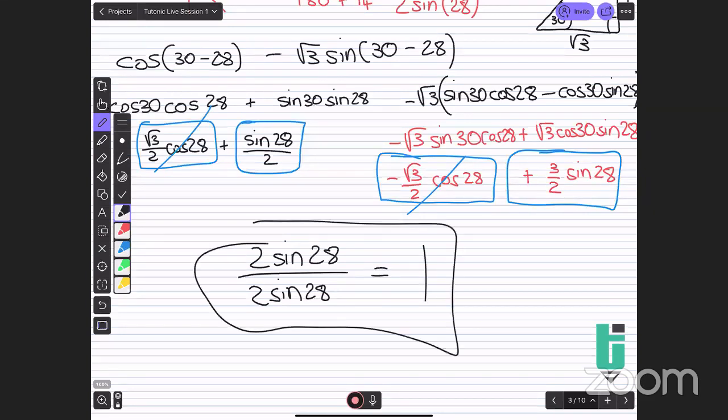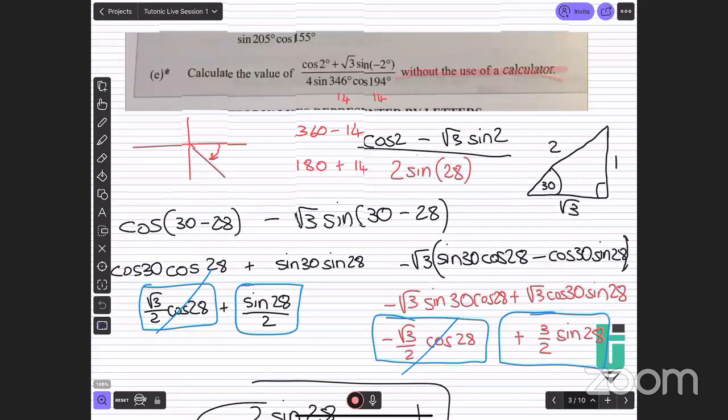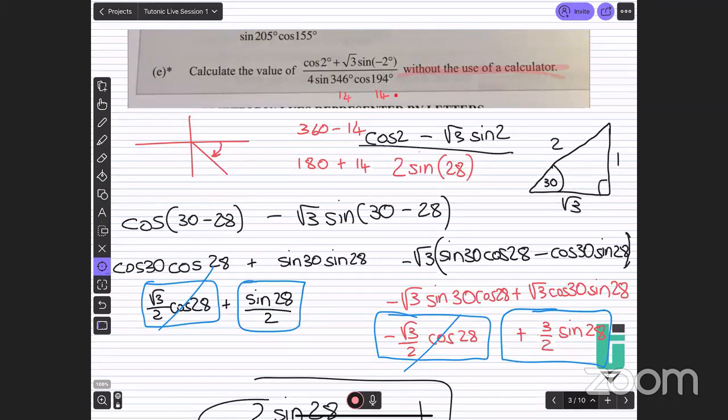Okay, Nafisa, did you see that? I know you asked the question, such a long process just to get one. But do you see how we try and bring in angles that are similar? So I started with the denominator. The trick was to start with the denominator on this question, because from the denominator, it's always related to the special angles. So 346 is 14 minus, and this is 14 plus. So I knew there was something going on there. I didn't know what was going on, but I knew there was something.